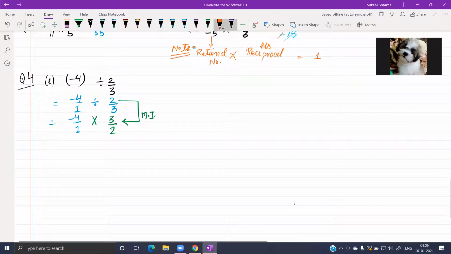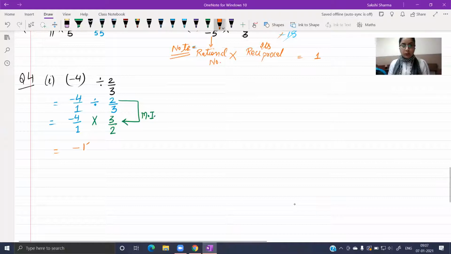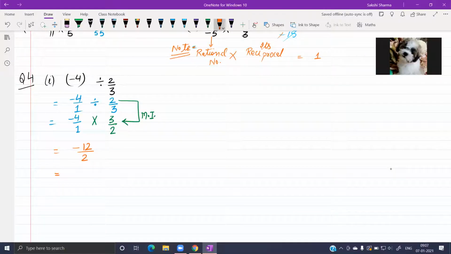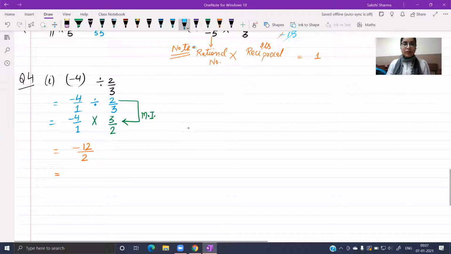-12. The answer comes out to be -12 by 2. You can reduce it to the lowest form. As you can see, -6. That's correct, Shivam. Cutting is happening. 2 1s are 2, 2 6s are 12. The answer is -6. The 1 in the denominator can be ignored.